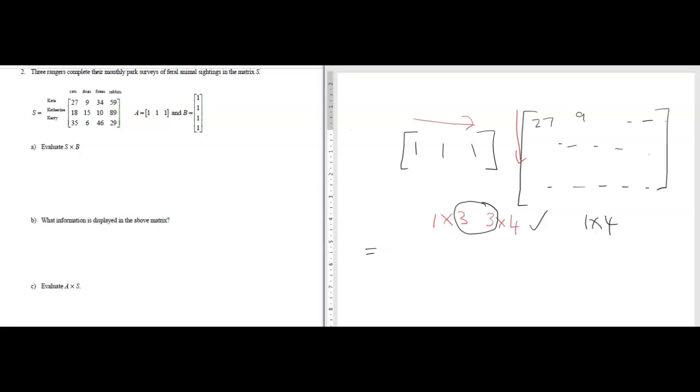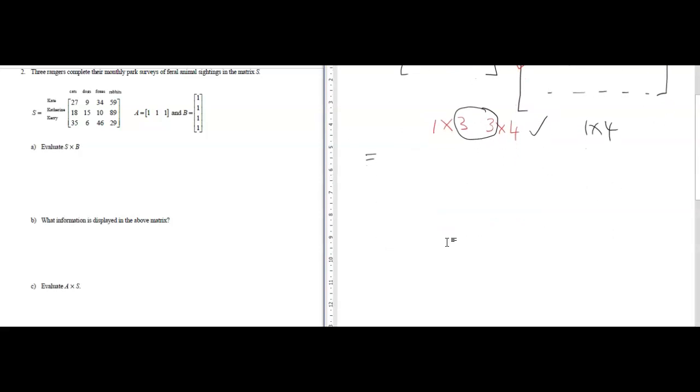So when I draw my brackets for my answer, I've got 1 row, but 4 columns. So I'm going to have to leave a lot of space for the multiplication. Okay, so we're going, first of all, across. So 1 and then down. So 1 times 27 plus 1 times 18 plus 1 times 35.